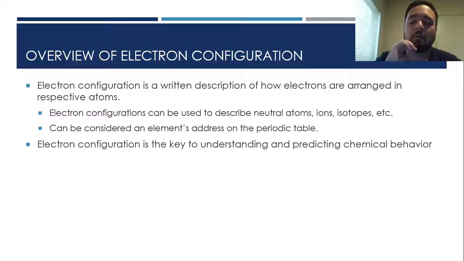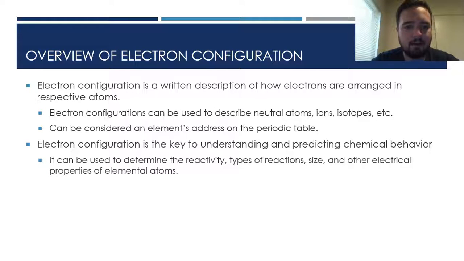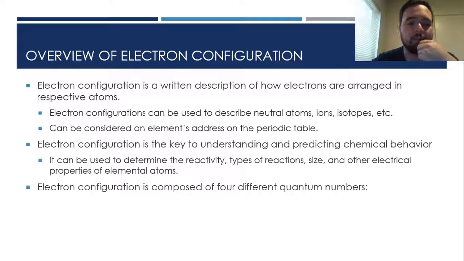So this is a big thing in regards to experimentation, especially if I'm giving you a lab and I give you a chemical equation with certain elements. Hopefully by the end of the first semester, you'll have a general idea: okay, this compound reacts in this way, which means this is going to do that, and so on. It can be used to determine reactivity, types of reactions, size of atoms, and other electrical properties of elemental atoms as well. Electron configuration is composed of 4 different quantum numbers.